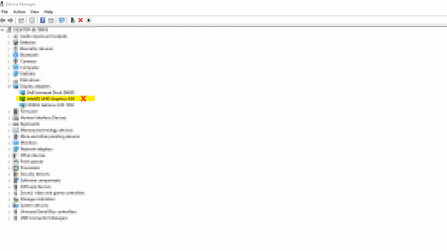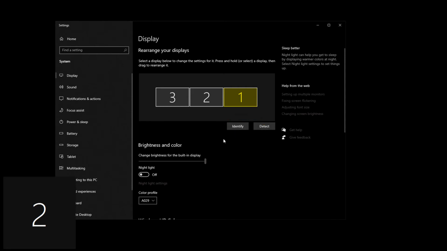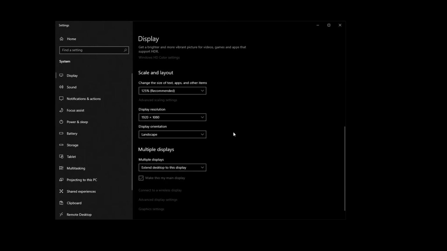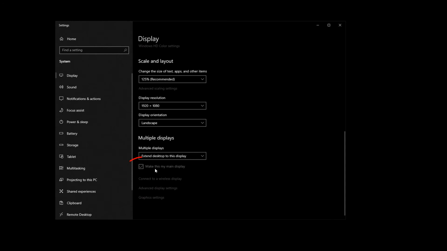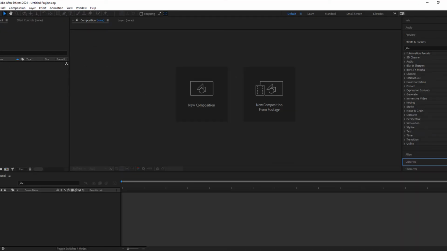So the next thing I did was I went to System and I went to Display. I clicked on my laptop, which I identified as number one. I scrolled down to Multiple Displays and I clicked on Make This My Main Display. And now, when I open up After Effects or Dimension or 3ds Max, the world is good.